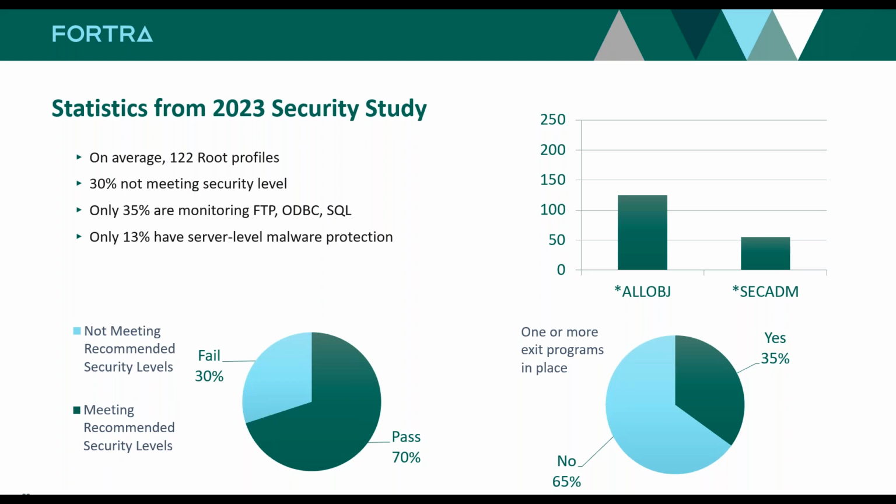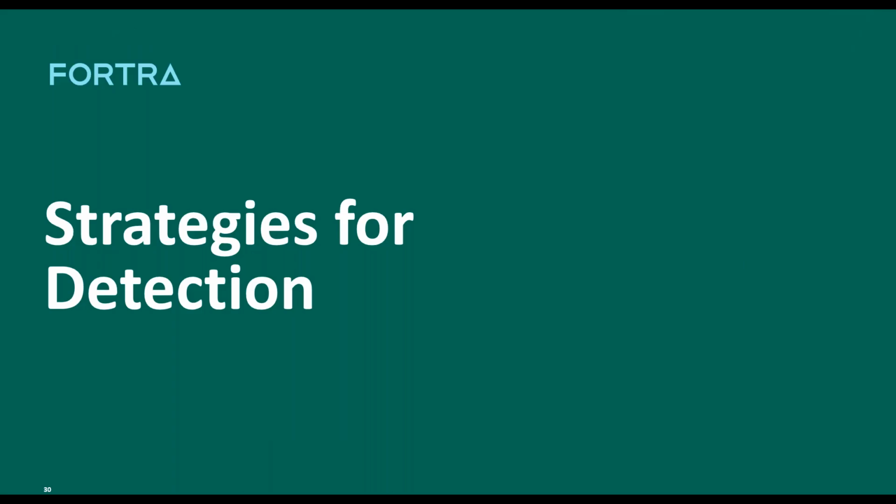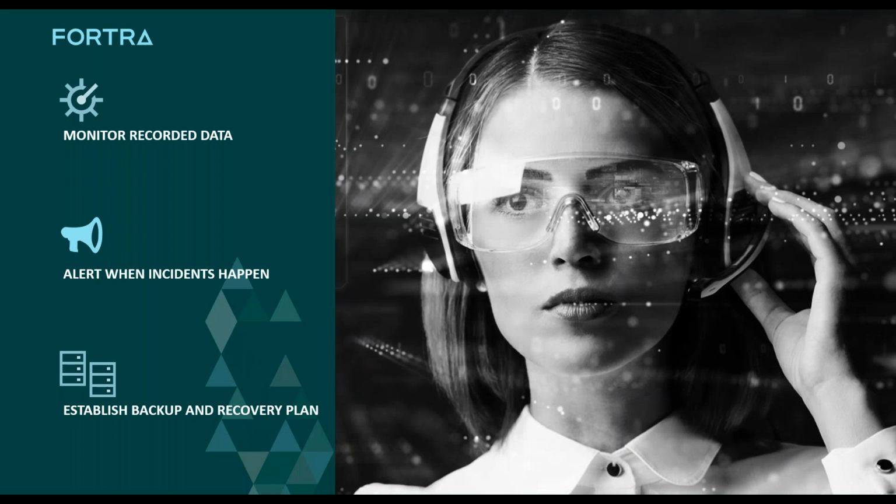All right, so how are you going to know about it? So detection itself, having the exit programs in place, being able to see that, you're going to be able to see the activity. However, you need to monitor that data. So turning on auditing on your server, ensuring that you have that data available. So if you have your audit journals configured, you want to make sure you're keeping the data long enough and you actually look at it to see what's happening.